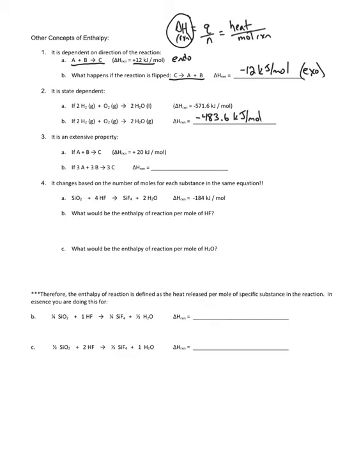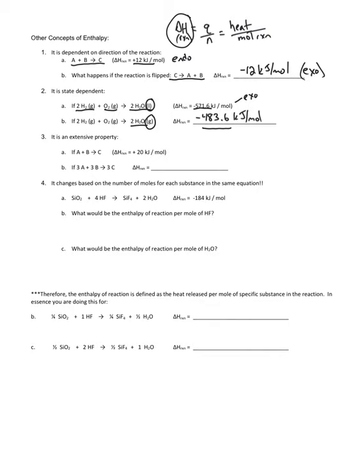It is state dependent. So we look at this reaction, 2 molecules of hydrogen gas and 1 molecule of oxygen gas produce 2 molecules of liquid water. Key thing, liquid water. The enthalpy for this reaction is negative 571.6 kilojoules per mole. So this reaction is exothermic. It has a negative delta H value. Now, this same reaction, but instead of producing liquid water, producing gaseous water, the enthalpy of the reaction, and I looked it up before I started this lecture, was negative 483.6 kilojoules per mole.